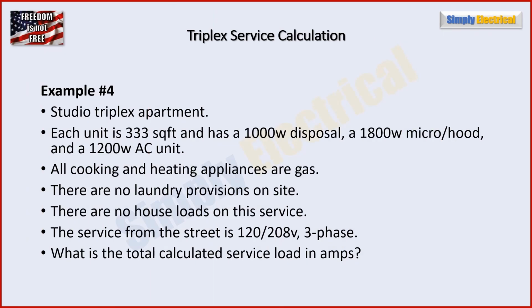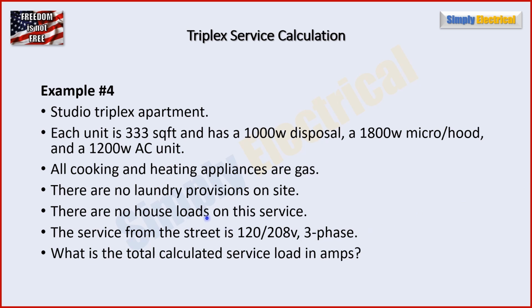All right, example number 4, last one. This is a studio triplex apartment. Now each unit is 333 square feet. Now these are tiny. The reason I chose this is because on another video on the multifamily, I did, I think it was a 60 unit apartment building, and so they're studio apartments. But for a triplex, that's really small, 333 square feet. But I figured I'd just keep it that way so you can make the comparison. And we'll see how that turns out as far as sizing of the service.